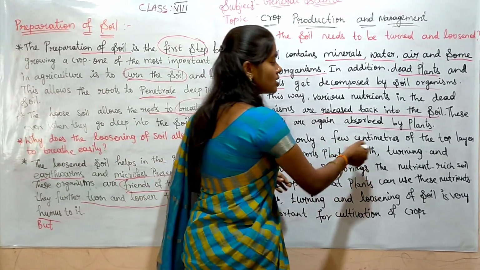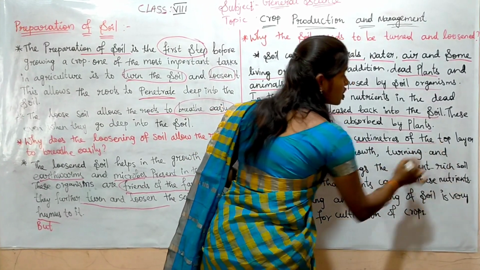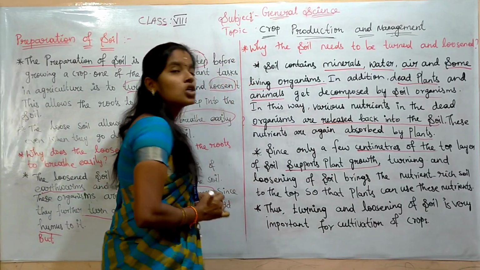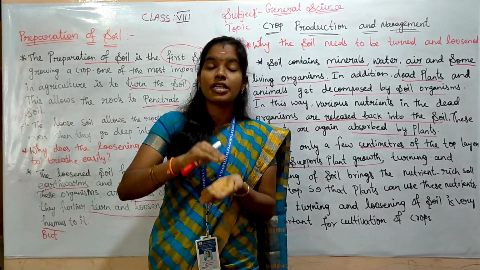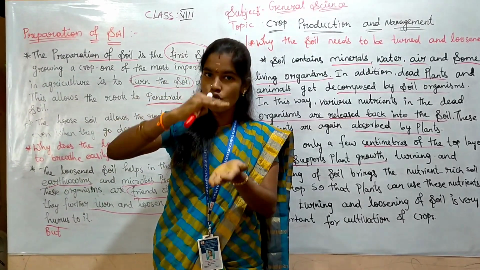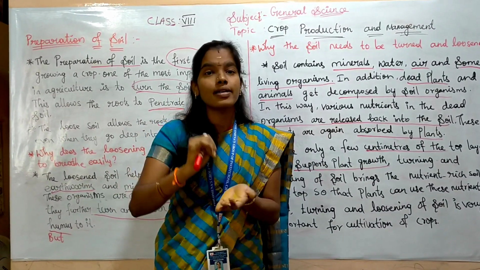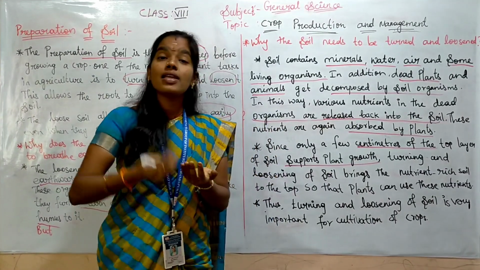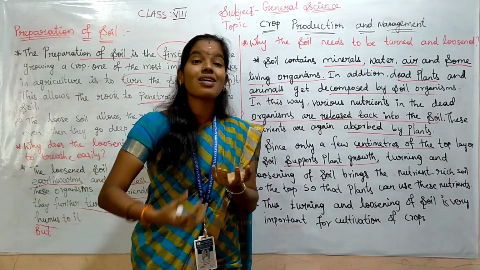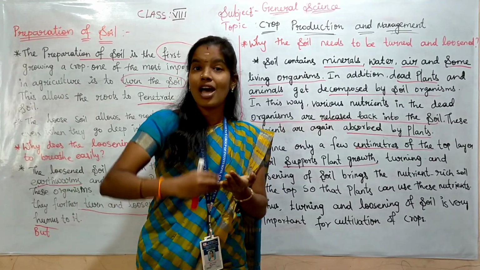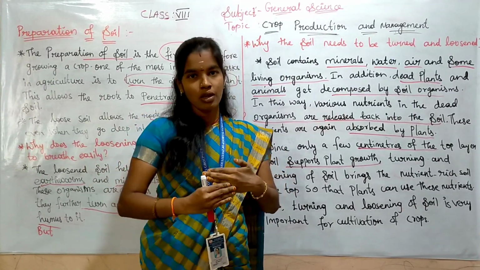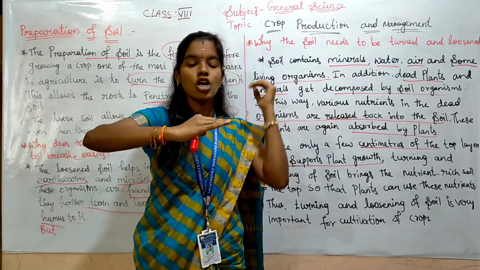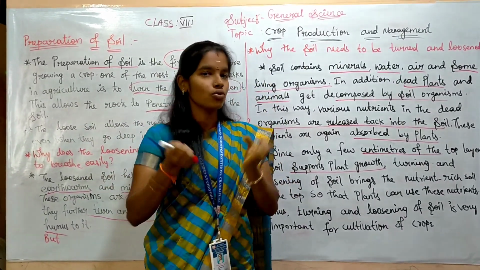Since only a few centimeters of the top layer of soil supports plant growth, only that top layer helps the plants to grow healthily. So what happens? The remaining minerals and nutrients are deep in the soil. For that we have to turn the soil. If we turn the soil, all the nutrients from below will come back. If they have come back, the plants will absorb them.